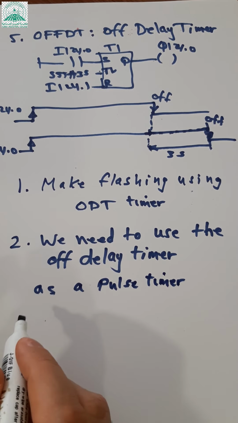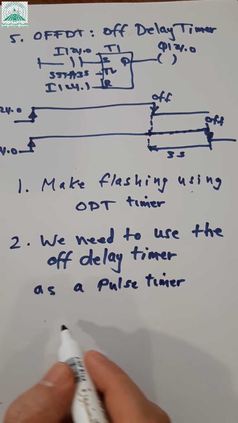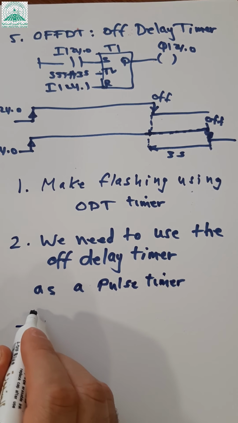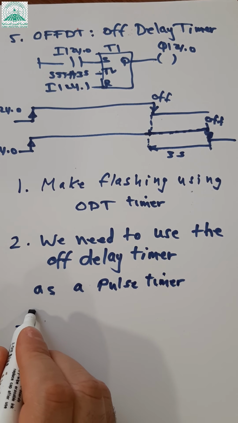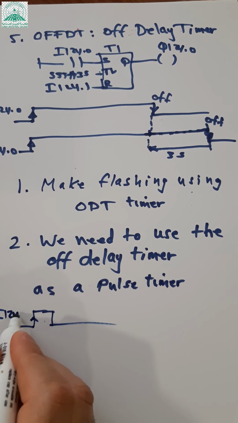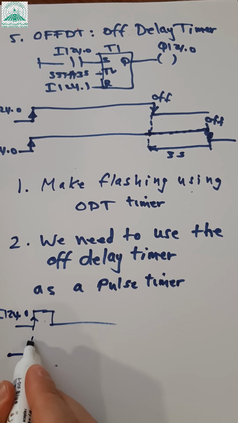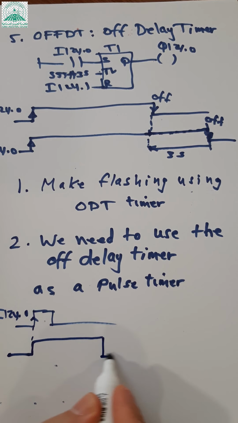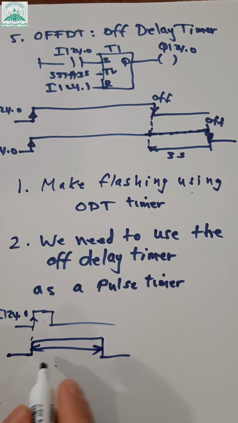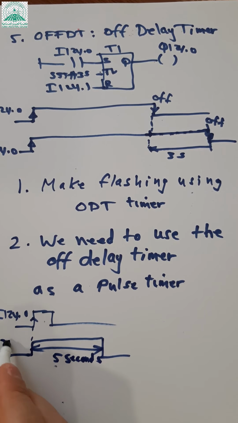So if you have the input like this, this is the input. Then we need to have, starting from this point, a pulse which is equal to the TV value. This is the pulse period. For example, we need this to be 5 seconds. This is the output. This is the second assignment.